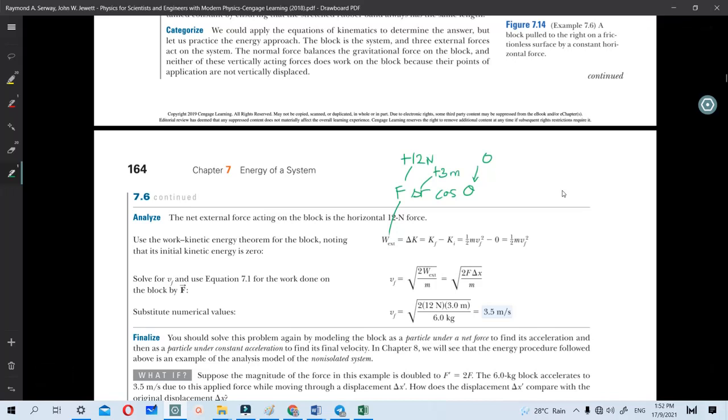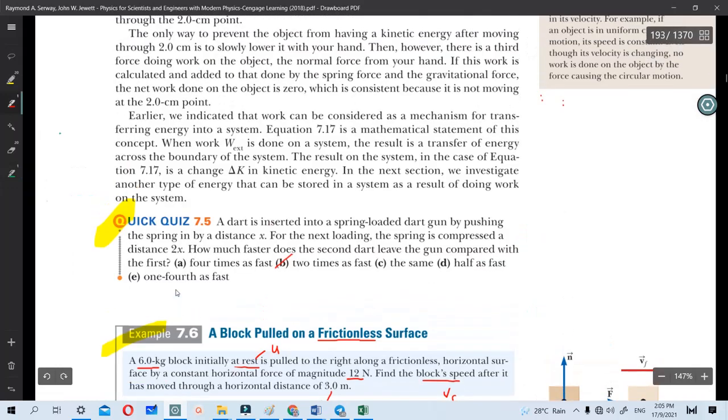Okay, so simple. And then substituting the kinetic energy, this is the V that we would like to determine. The initial kinetic energy is 0 because the object is initially at rest. So from here, we arrive at V final as 3.5 meters per second. Now from example 7.6, I'd like us to go a bit backward, to quick quiz 7.5.